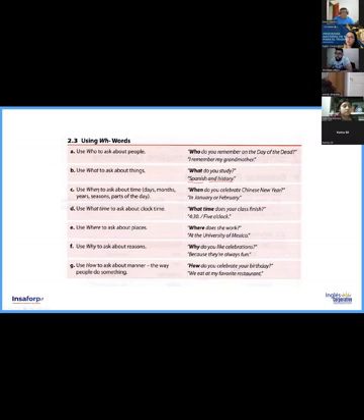Then we have use when to ask about time, para preguntar acerca de los días, meses, los años, seasons, las temporadas, parts of the day. ¿Cuándo? When. When do you celebrate Chinese New Year? ¿Cuándo lo celebras? Yo lo celebro in January or February. Estamos viendo a part of the calendar, right?